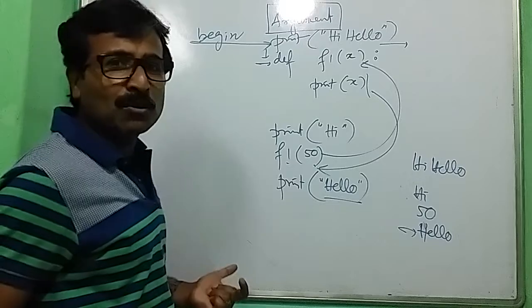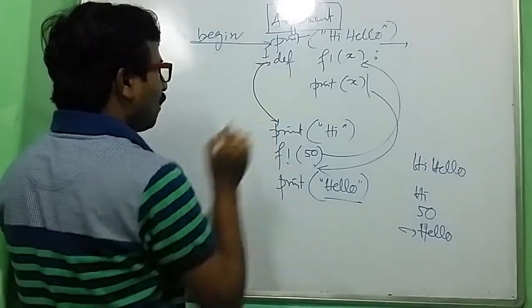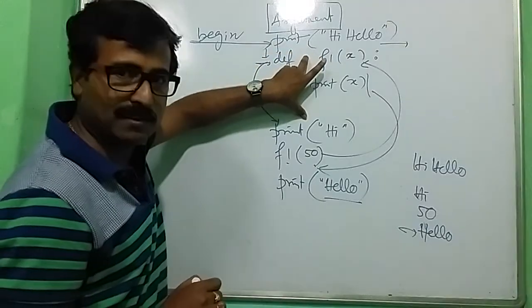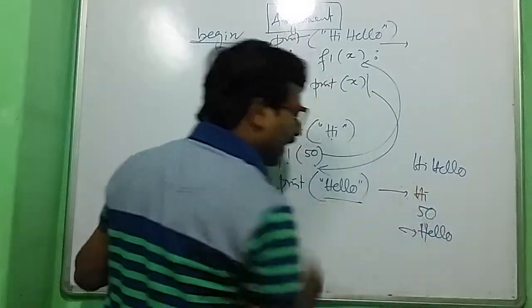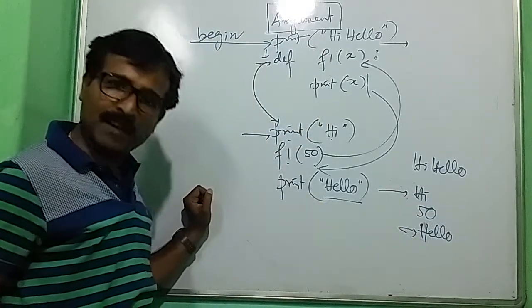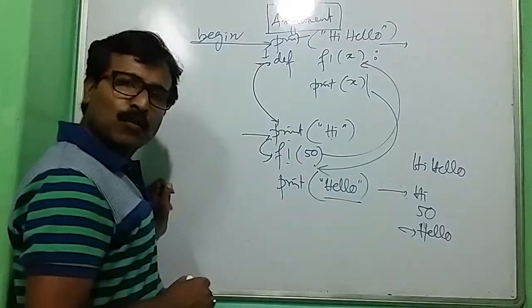So the body without calling will not be used. So it will finish it up and it will come over here without executing this. And then it will print hi. So after hello, hi, hello, it will print hi. Right? Okay. And after that though, as usual, function f1 is called.